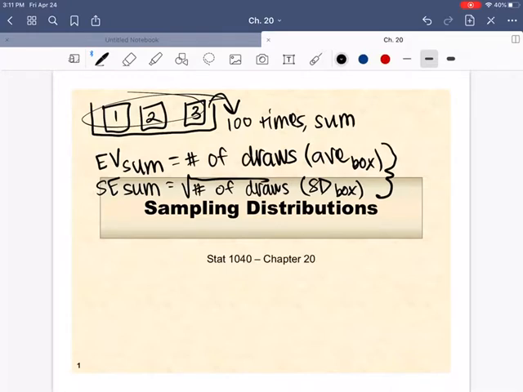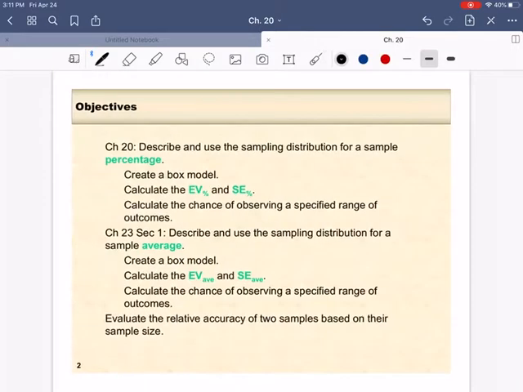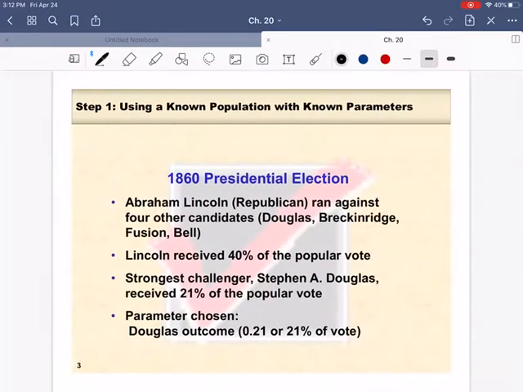We're now going to talk about these formulas for percentages and for averages as well, and we'll be doing that in chapter 20, 21, and 23. So, chapter 20, we're going to get the EV percent and SE percent, and then chapter 23, we're going to get the EV and SE average.